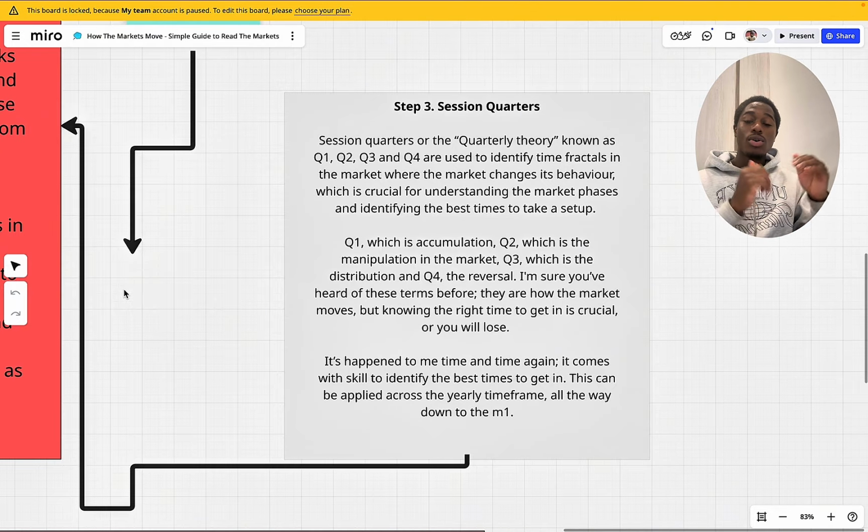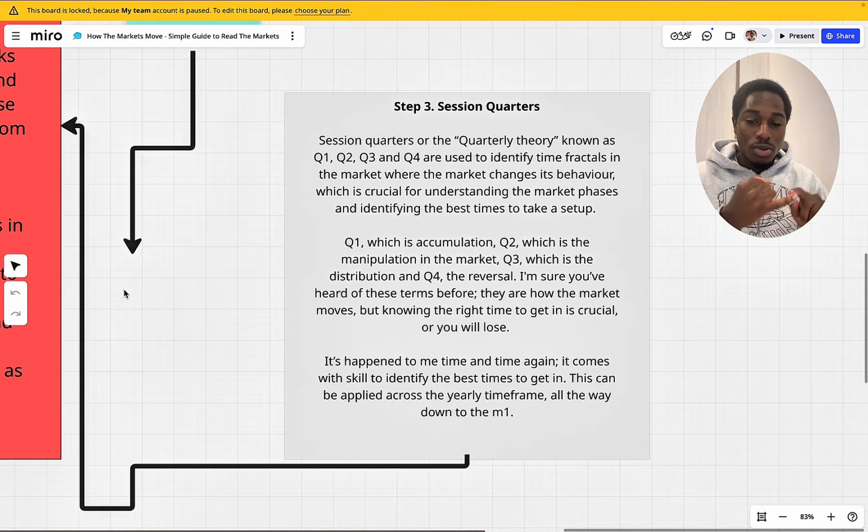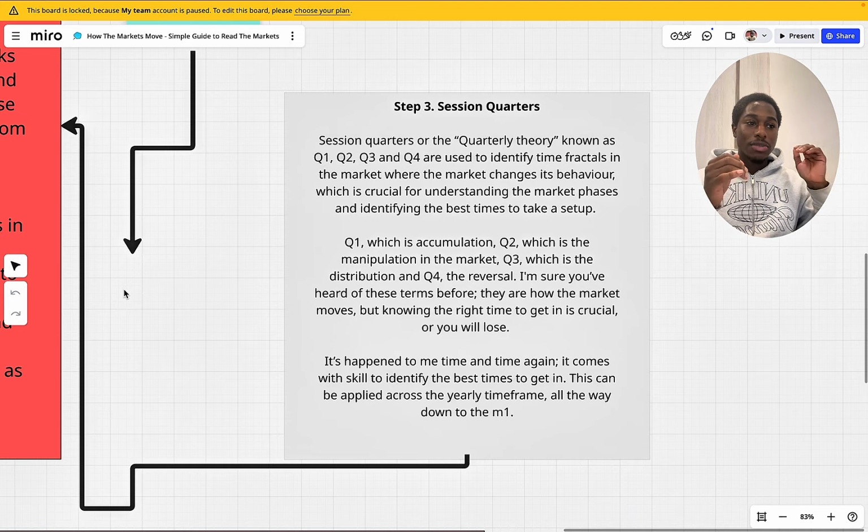Session quarters, or the quarterly theory known as Q1, Q2, Q3, and Q4, are used to identify time fractals in the market, where the market changes behavior in terms of the range, the manipulation, and the distribution move, which is very crucial to understand the market phases and identifying the best times to take a setup. Now, Q1, which is accumulation, this is where the market is trading in one range. We're not creating higher lows or higher highs. We're not creating either lower highs or lower lows. The market is just in a complete sideways trend.